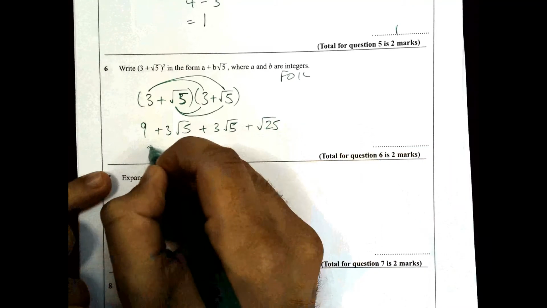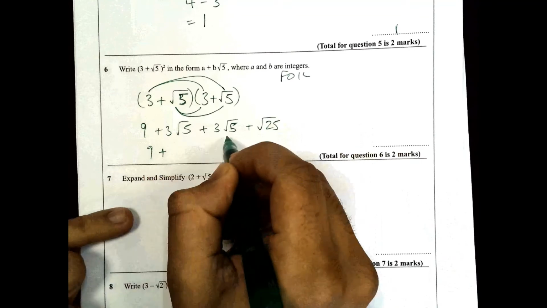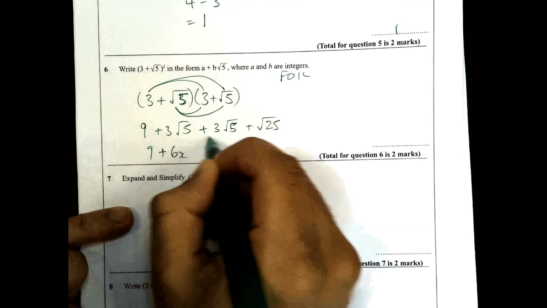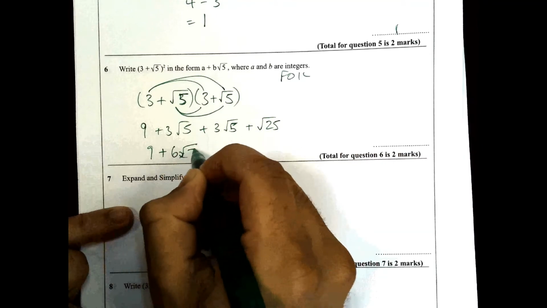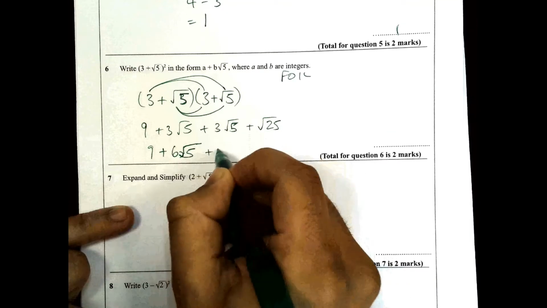So 9 plus 3 root 5 plus another 3 root 5. Imagine it was 3x plus 3x. That's 6x. So 3 root 5 plus 3 root 5 is 6 root 5. Apologies for the x there. And then root 25 is 5.